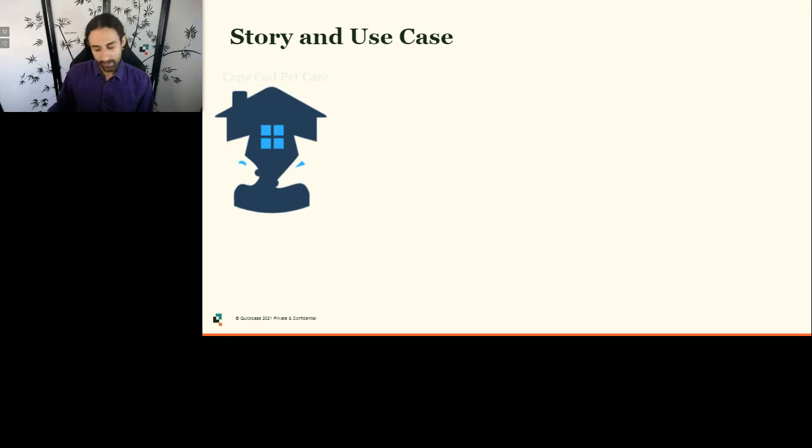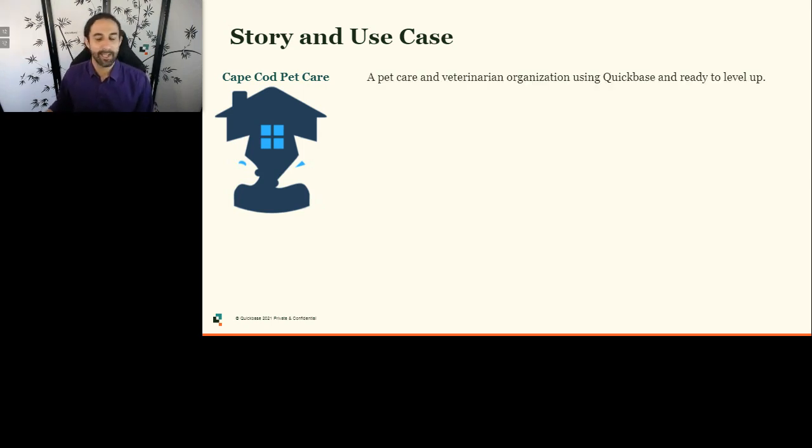So first, courtesy of my good friend and fellow trainer, Daniel Callahan, here is a story and use case. As a former resident of Cape Cod, this is his idea of a use case. Cape Cod Pet Care, they're a fictional company using Quickbase. They do pet care like sitting, and they're also a veterinarian office. They use Quickbase, and they're ready to level up. They have an app they've been using for a bit. They think they can do more with it. So they're going to investigate ways to save themselves some time and either reduce or outright remove redundant data entry. So if that sounds like stuff that you want to do, save time, reduce or eliminate redundant data entry altogether, improve accuracy, then you're not too different than this Cape Cod Pet Care company.